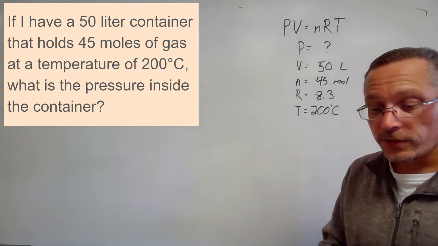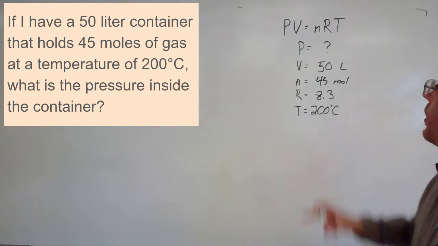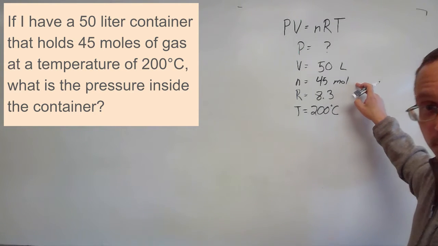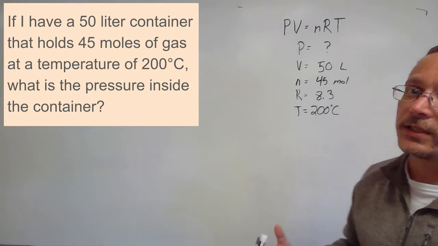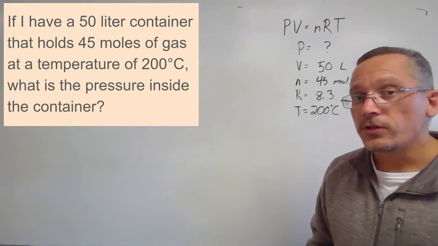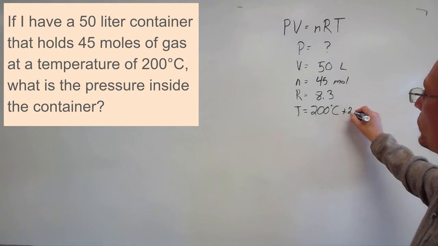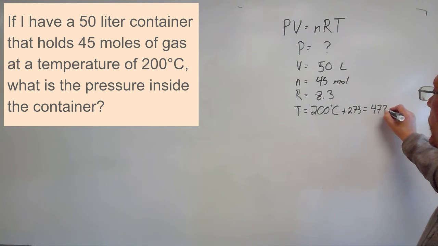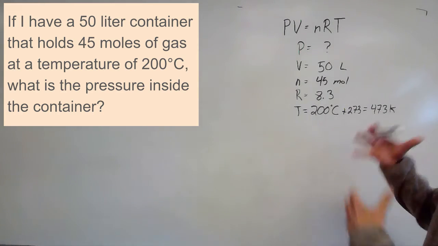Okay, let's make sure that all of our units are right. Our pressure is what we're looking for. Our volume is in liters, which is good. Our N is in moles, good. And our temperature is in Celsius, but we want it to be in kelvins. So you remember, it's really easy to change to kelvins. We're just going to add 273. That'll give us 473 kelvins. Okay. Now everything's in the right units.